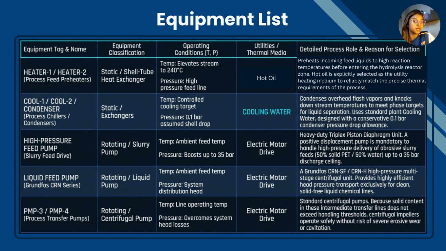For high pressure slurry delivery up to 35 bar, we employ a heavy duty triplex piston diaphragm positive displacement pump to resist the abrasive 50% solid PET feed. For clean, solid-free lines, we specify Grundfos CRM multi-stage centrifugal pumps for smooth head pressure transport, while standard centrifugal transfer pumps PM3 and 4 handle intermediate loops where solid contents are low enough to avoid erosive impeller wear.